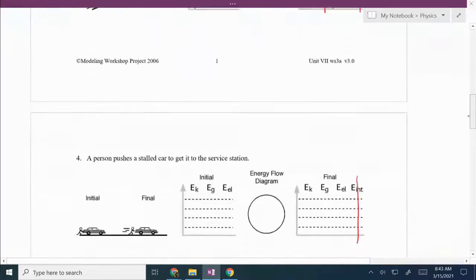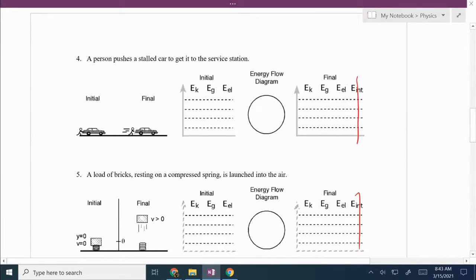Okay, moving along. Number 4, a person pushes a stalled car to get to the gas station. So here we have basically no energy of any sort, right? Not kinetic energy because it's not moving, not gravitational energy because it's not up high, not elastic energy because there's no spring. So basically E equals 0, there's no energy there. Here, it's moving, so we're going to have some kinetic energy, no gravitational energy because it's not up high, and no elastic energy.